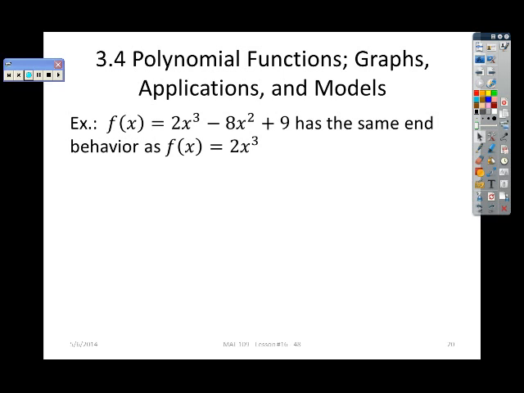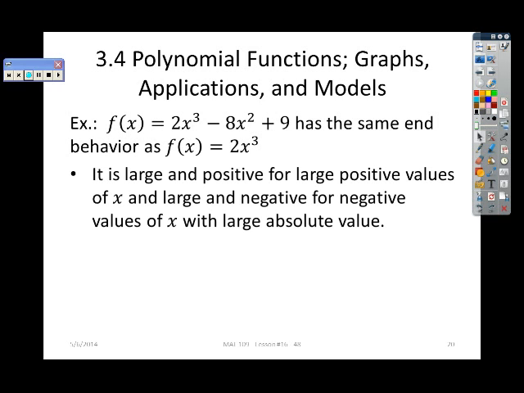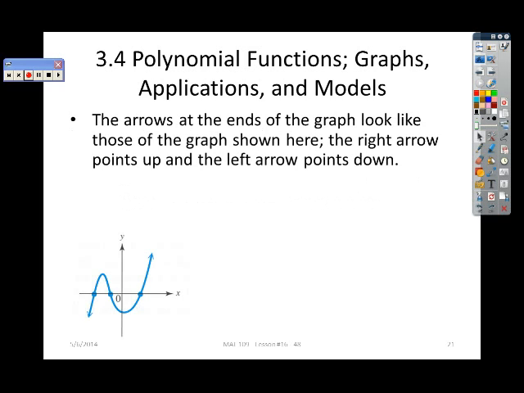Cubic, with a positive coefficient, the right end's up, the left end's down. So that would be perhaps what that previous one looked like. So it's wiggling in the middle, going up and down, changing direction, all that, but eventually that right end goes up, the left end goes down as x gets large enough.